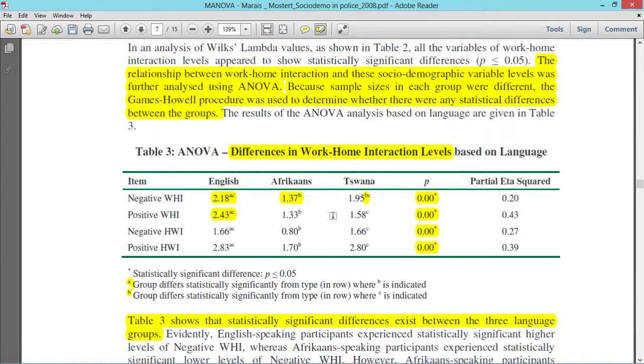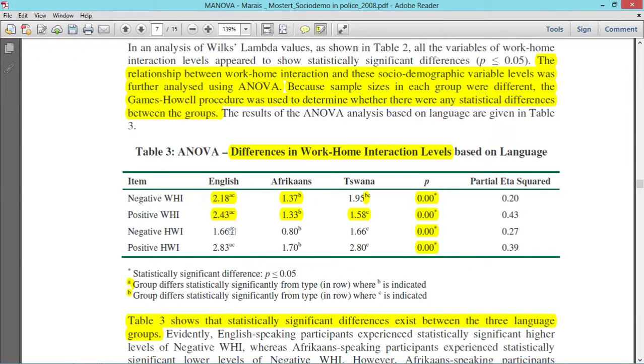So now the lowest value, okay, is Afrikaans again. So therefore, the Afrikaans participants experience the lowest level of positive work-home interaction. That was in the case of the participants of the study. And then Tswana is in between. So therefore, if we go in descending order, the English participants experience the highest levels of positive work-home interaction because they have the highest numerical value in this table, followed by the Tswana participants, and then followed by the Afrikaans participants.